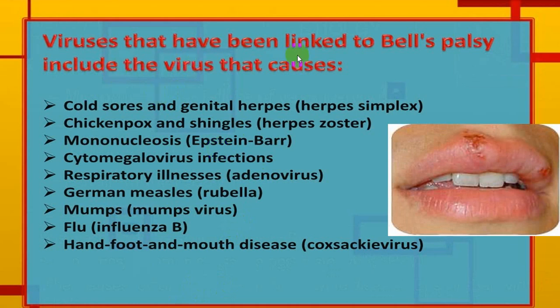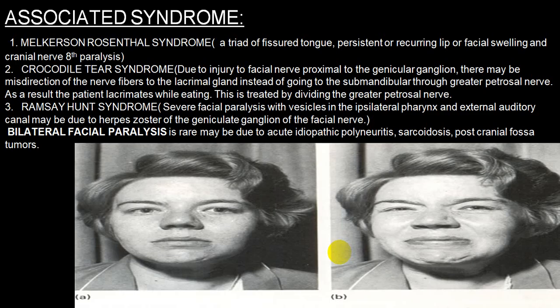Viruses that have been linked to Bell's palsy may be herpes simplex, herpes zoster, Epstein-Barr virus, and cytomegalovirus. These are the common viruses, or once in a while, adenovirus involving respiratory tract, rubella, mumps, influenza, and Coxsackie virus. These are some of the viruses which are linked along with Bell's palsy.